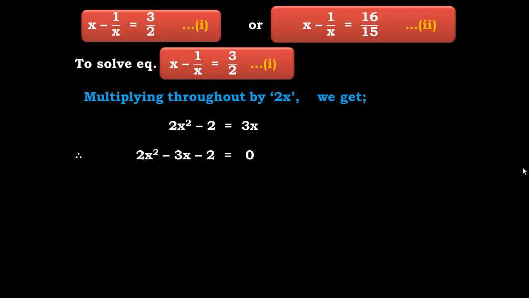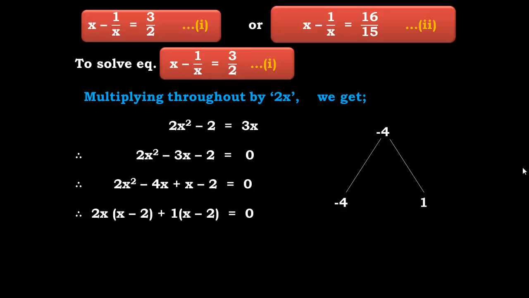Now see student, 2 2s are 4. Now you can factorize this minus 4 so that its sum will be minus 3. So 2x square minus 4x plus x minus 2. 4 ones are 4, na? Minus 4 plus 1 will become minus 3. Now see, from the first two terms we can take 2x common, in the bracket x minus 2, plus from the next term we can write 1 common. In the bracket we will have the same term x minus 2 is equal to 0.